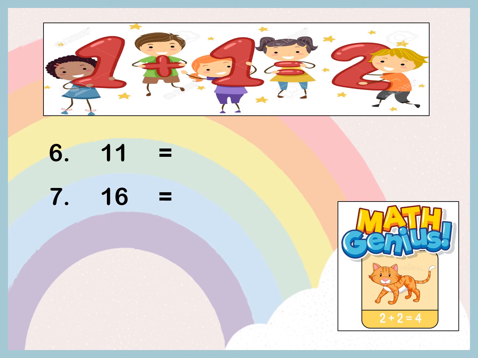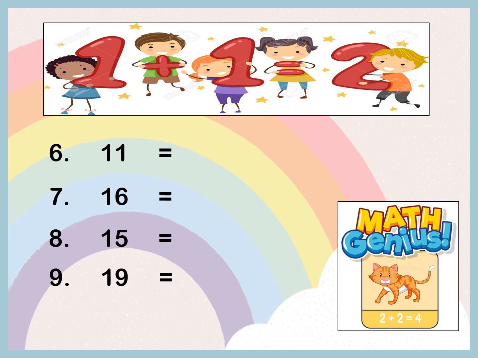Now let's proceed to number 8. What number is it? It's number 15. Did you get it right? Yes, that's number 15, kids. How do you spell 15? Can you spell 15? You can do it, kids. Okay, so we have number 6 is 11, number 7 is 16, number 8 is 15. Let's proceed to number 9, kids.